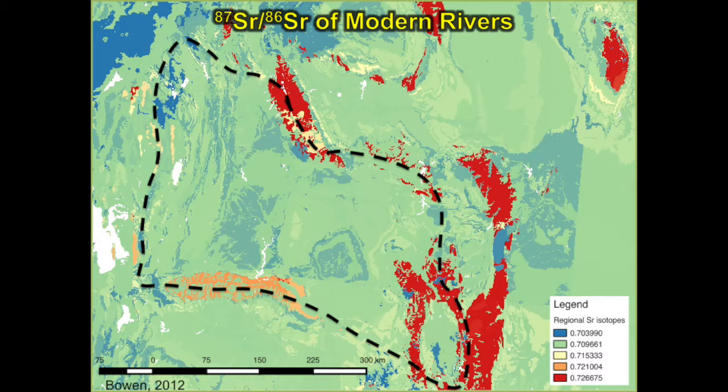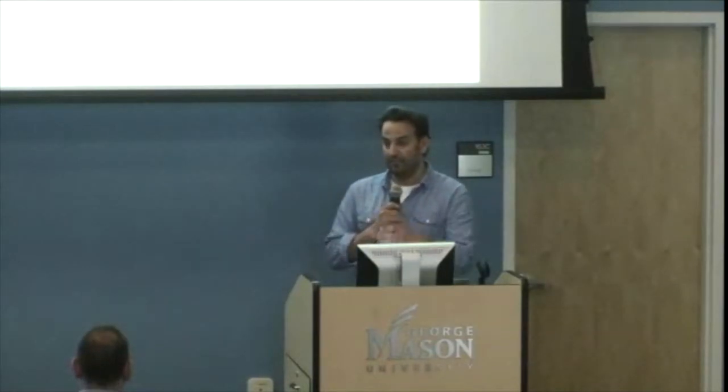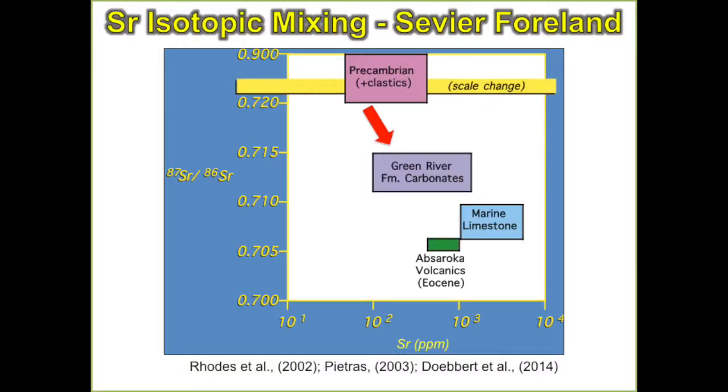You can see that the rivers draining the west of the basin have less radiogenic 87Sr/86Sr values, versus the modern rivers draining these other rocks, which are more radiogenic. So the carbonates that precipitate in those lakes will reflect the mixing between the more radiogenic Precambrian rocks and the less radiogenic limestone or volcanic rocks. That's going to be recorded in the carbonate from those lakes.